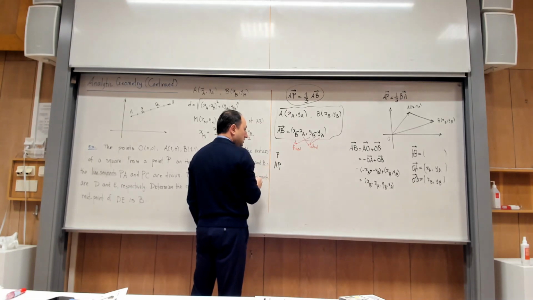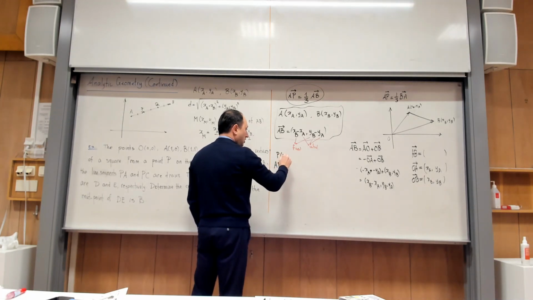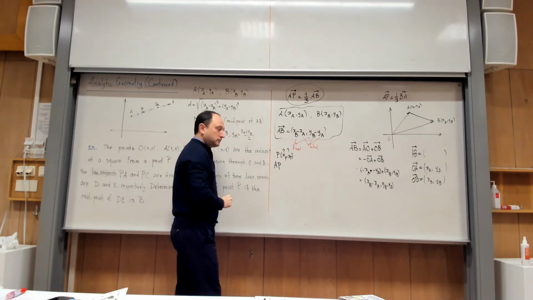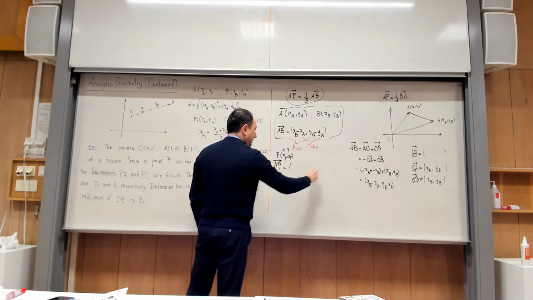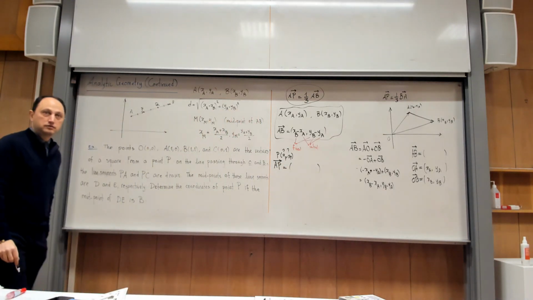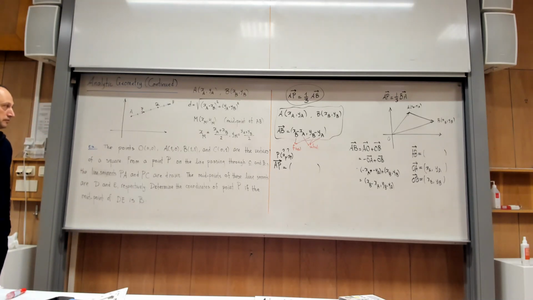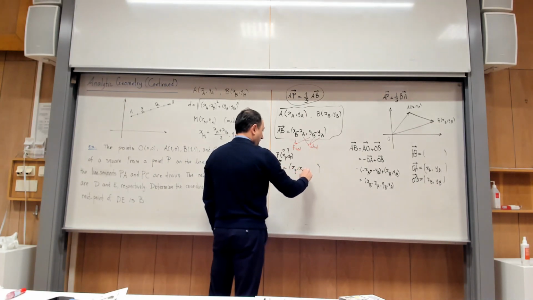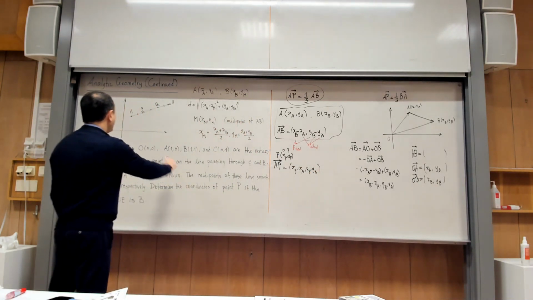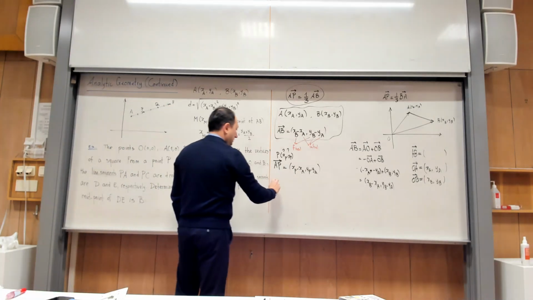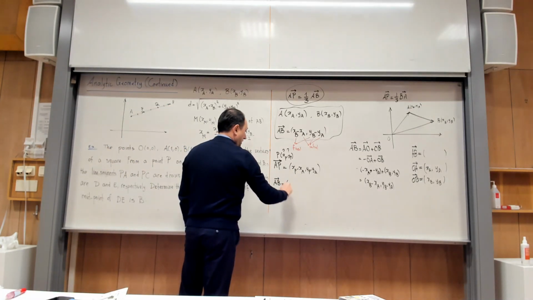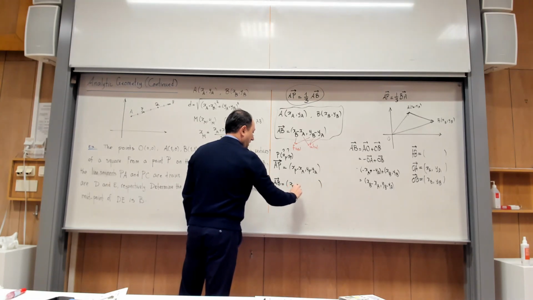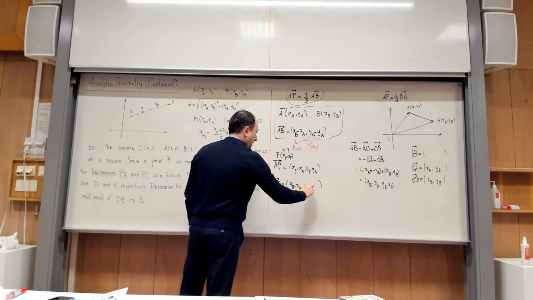P is a point. I don't know the coordinates, so let me call it x of p, y of p. Still I don't know them. Okay? But can you tell me what can I write for AP as a vector? What can I write? XP minus XA, thank you. And YP minus YA. Yes? And then what can I write for AB? I can write what? XB minus XA and YB minus YA.